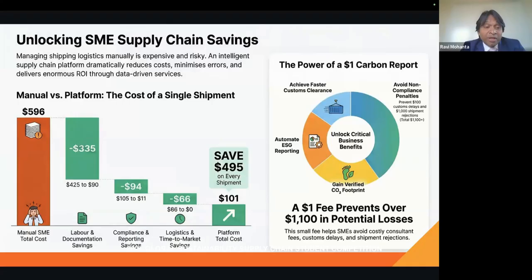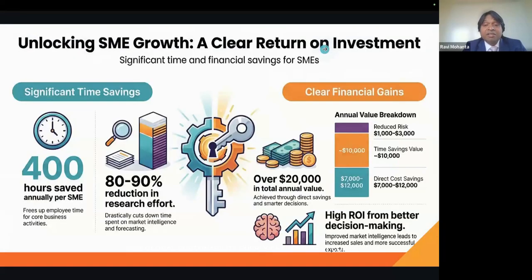This helps SMEs in ways such as achieving faster customs clearance, gaining verified CO2 footprints, and avoiding non-compliance penalties. And finally, the clear return on investment. An SME spends a substantial amount of time gathering market intelligence, forecasting demand, finding verified suppliers, and understanding new market conditions. Today, the work usually consumes around 400 hours per year. With our services, this frees up employees' time to do more important business activities.